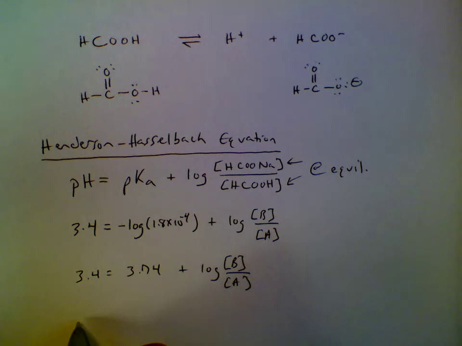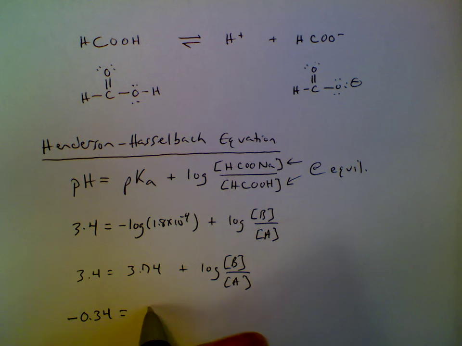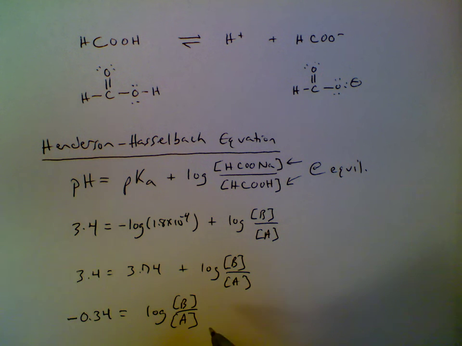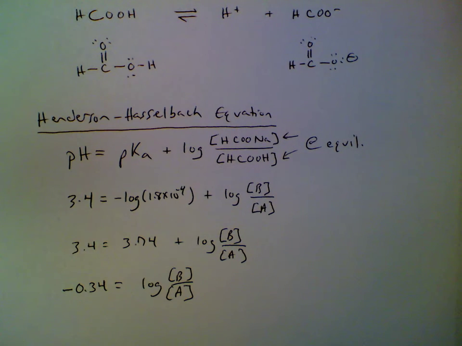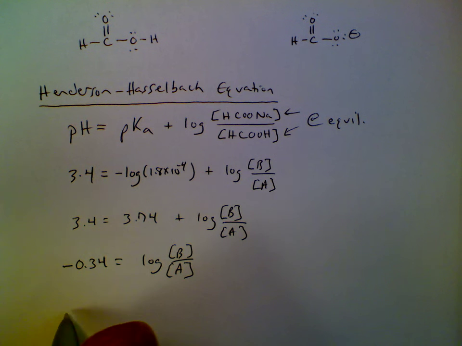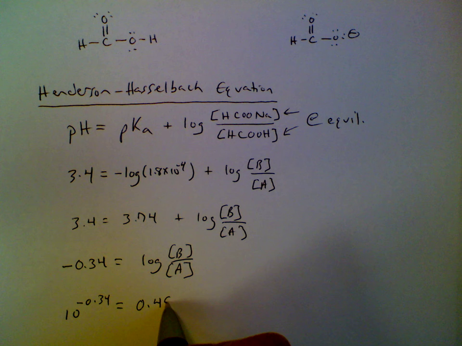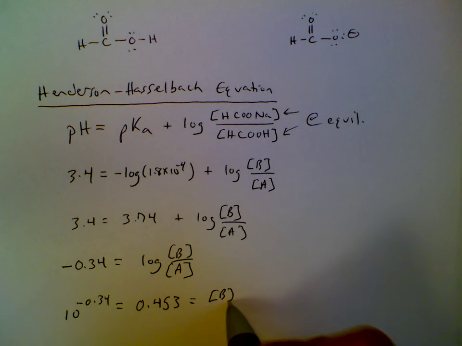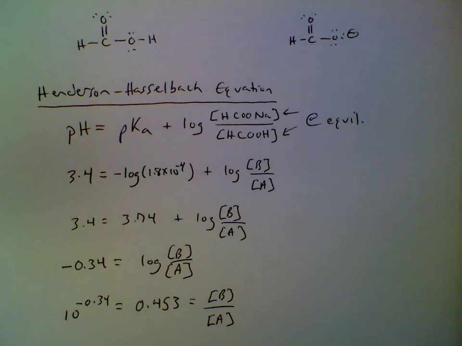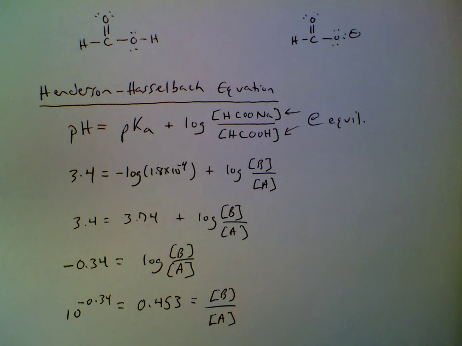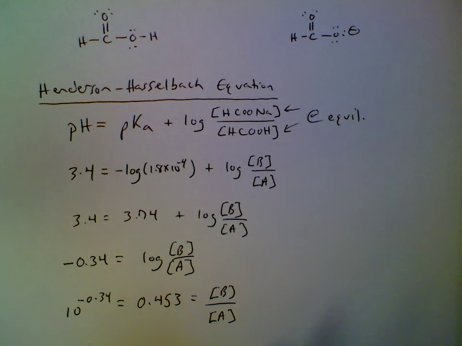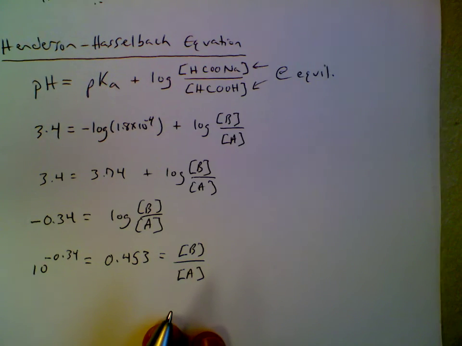And if we bring that over to the other side, now we've got negative 0.34 equals the log of base concentration at equilibrium over acid. And we can get rid of this log term simply by saying 10 to the on both sides. So 10 to the negative 0.34, which is 0.453, is the decimal equivalent of this ratio of the concentrations at equilibrium. And what we're going to need to do is to figure out what are the concentrations of the base and acid at equilibrium.